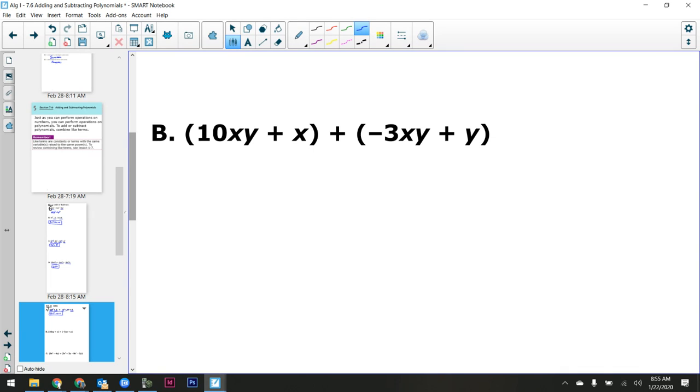Can I possibly put this one into standard form? No. I've got two different variables. So it doesn't matter the order. 10xy and a negative 3xy. What do I get? 7xy. Okay, I've got an x that doesn't combine with anything and a y that doesn't combine with anything. Would the answer x plus 7xy plus y be acceptable? Of course. You can change the order. I can't take off points if you change the order because this cannot be put into standard form.